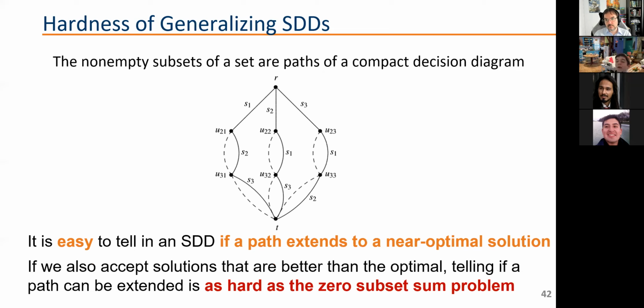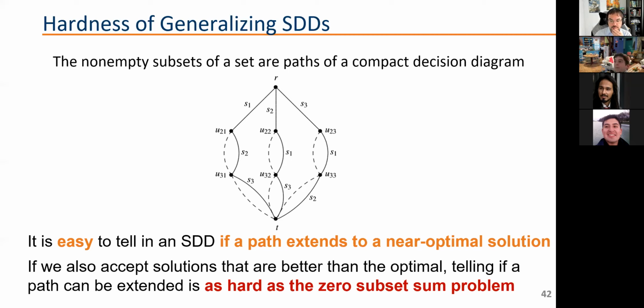We thought about that, and we came across a very frustrating result, which is that if we were able to do that, we could in fact solve any NP-complete problem. Telling whether you can extend a path in a decision diagram to be in a particular range of values, when you consider the costs of all the arcs, is as hard as a zero subset sum problem. So yeah, that was a big no. And that's something that's easy in a sound decision diagram. If you're only thinking about one of the extremes, in a minimization problem, you're excluding larger values. In a maximization problem, you're excluding smaller values.